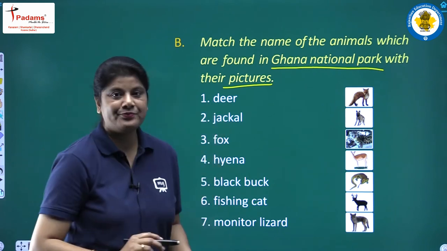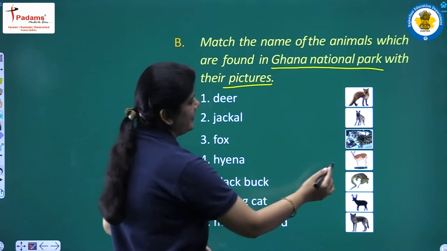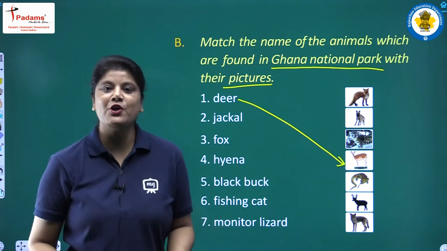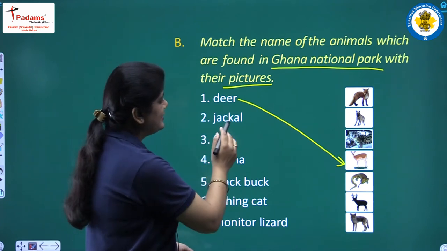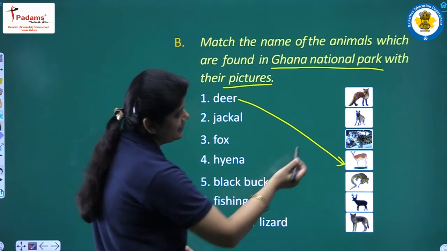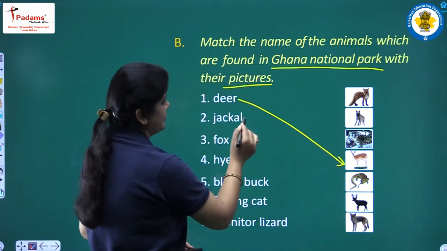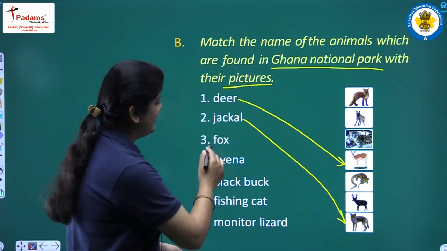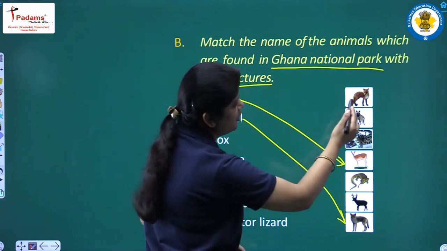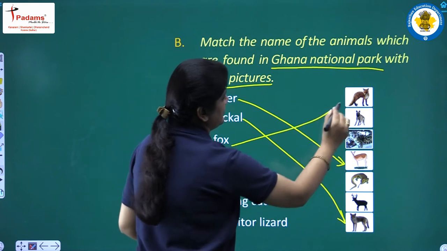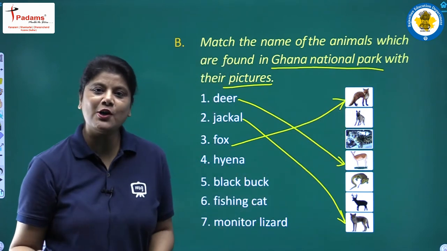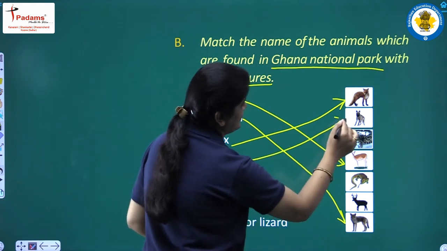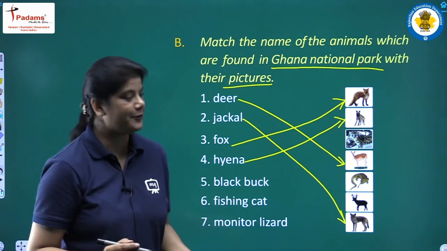First is deer. Where is deer? Here it is. So we will match this to picture of deer. Next is jackal. Where is it? This one. So we will match this to jackal. Okay. Next is fox. Where is fox? This is fox. Match it with picture of fox. Next, hyena. Hyena is this one. This picture is of hyena.